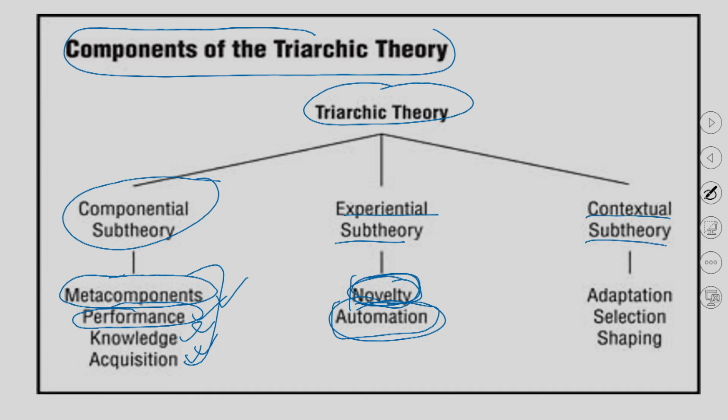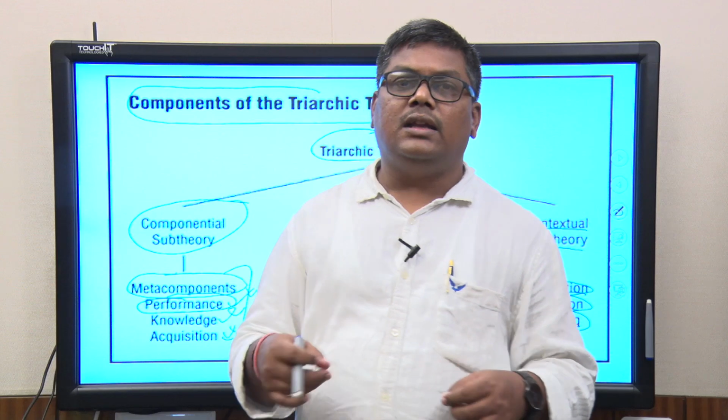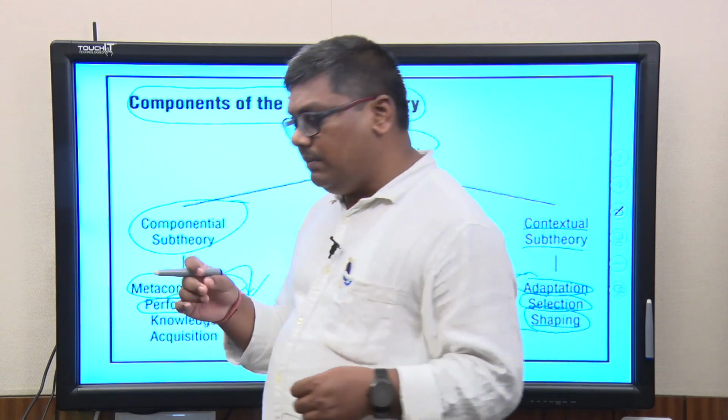Similarly, contextual subtheory has three parts: adaptation, selection and shaping. Now, contextual subtheory has parts like how quickly you are able to adapt to situations. Not only that, how quickly are you selecting those situations or those contexts which actually are beneficial for you, so it is rewarding for you and not giving you any kind of problem. And the third is shaping. Can you shape situations according to you so that you have maximum gain and minimum loss?